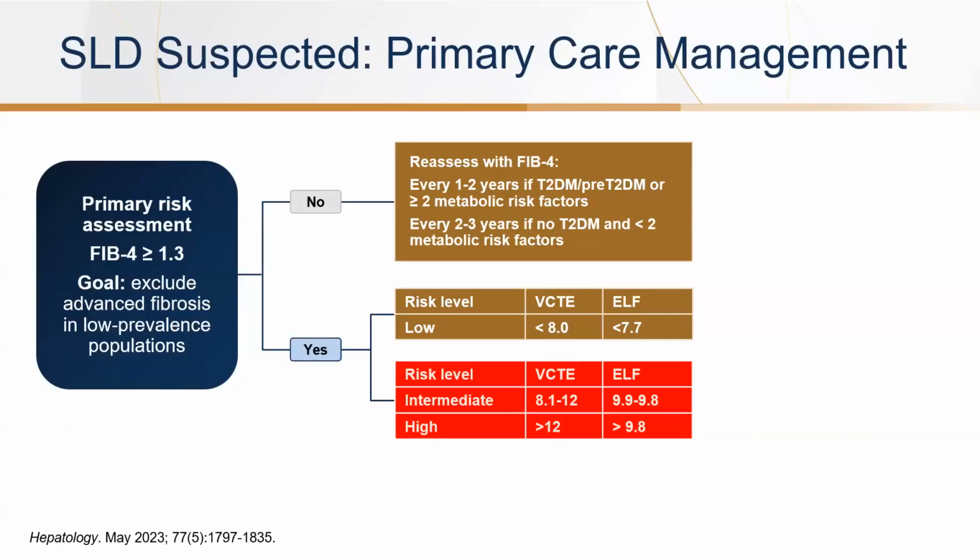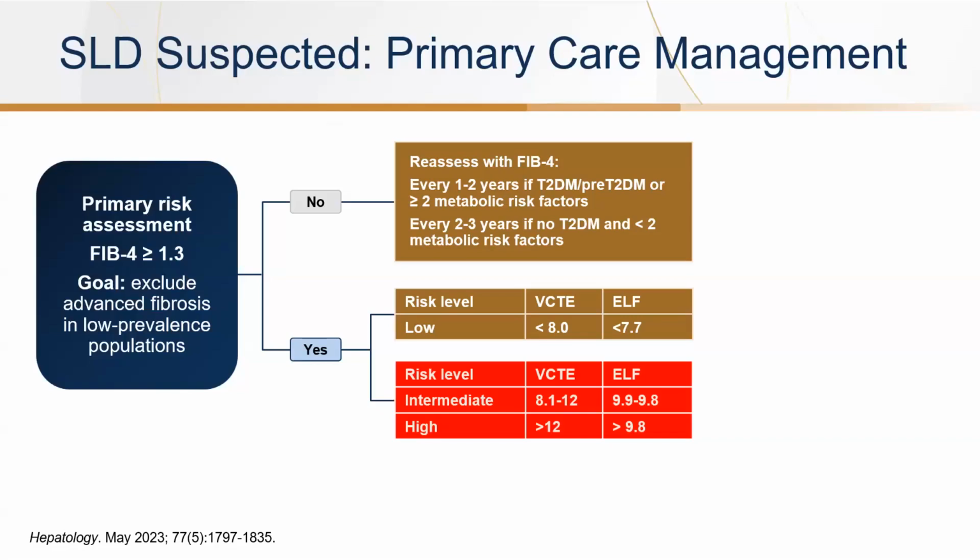So if you suspect that they have fatty liver disease or steatotic liver disease, the first thing you want to do is your basic labs. A lot of labs these days will automatically calculate your FIB4 if you have a CBC and a hepatic panel, including the AST and ALT. If your FIB4 is greater than or equal to 1.3, then you want to look further at your patient to make sure they don't have advanced fibrosis and that they're high risk for developing further complications.